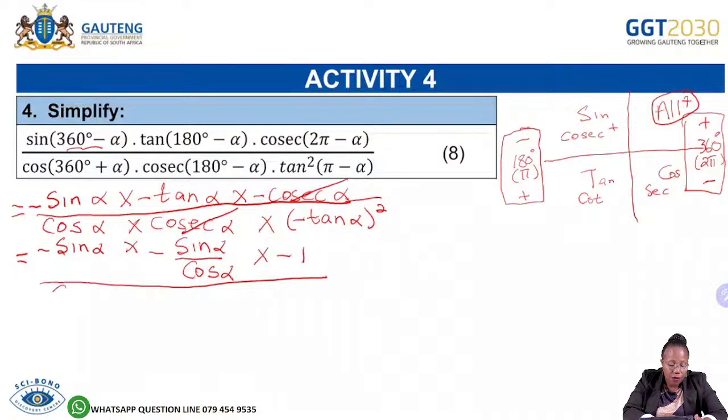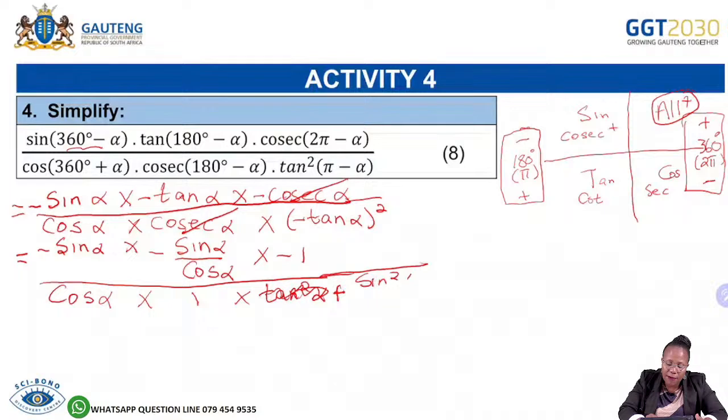Denominator, we have cos alpha, multiplied by, this is positive 1, we have divided that, and then multiplied by negative tan squared, it will be positive tan squared alpha. Okay, or we can write this in terms of sine over cos automatically. It will be positive sine squared alpha over cos squared alpha, taking the identity now.